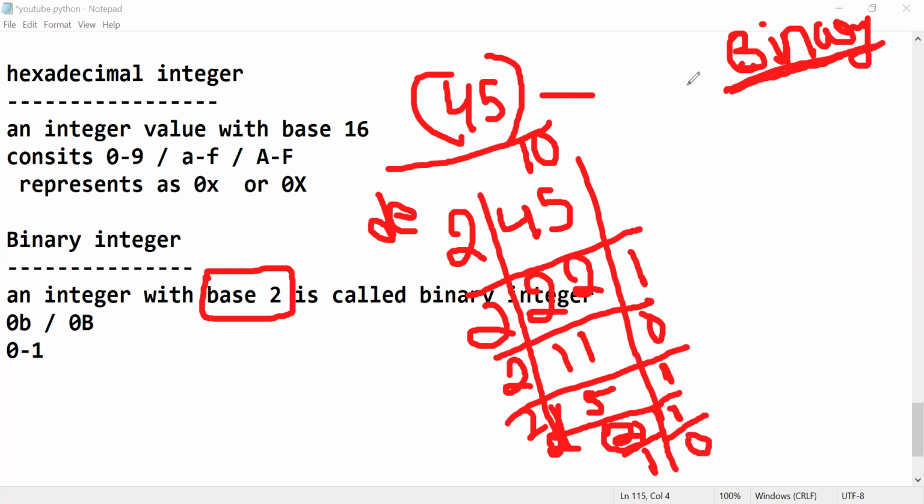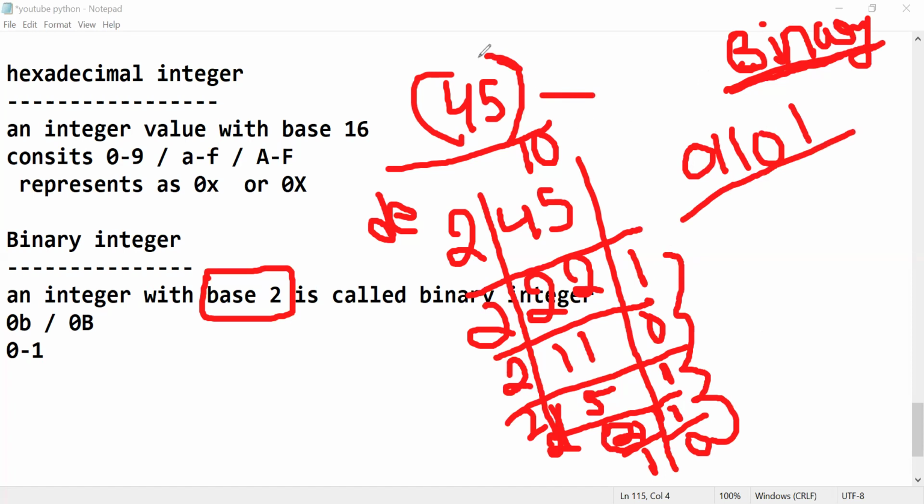Guys, if you want to represent it as a binary integer, we have to take it from reverse order. We got 0, 1, 1, 0, and 1, guys. This is the binary value of 45, guys. The binary value of integer 45 is 0, 1, 1, 0, 1. This is the final output of binary value, guys.